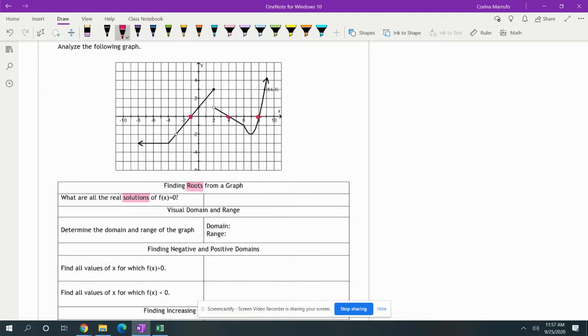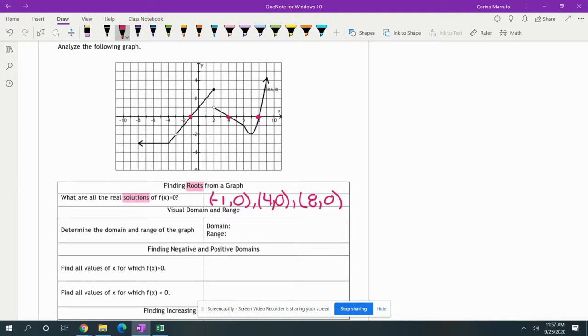There's 1, 2, and 3 points. Okay, so here the first one is negative 1, 0. The next one is 4, 0. And the next one is 8, 0.